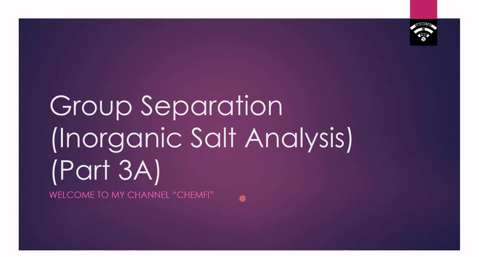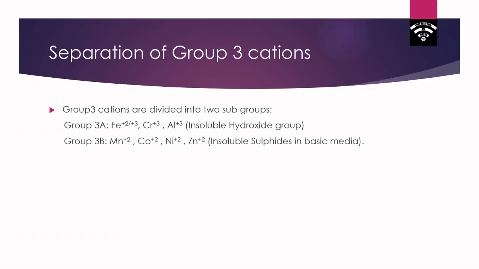Today we are going to discuss the group separation of the group 3A cations. Group 3A cations are divided into two subgroups. One is group 3A, which contains ferrous ion, ferric ion, chromium plus 3, and aluminum plus 3, and group 3B contains manganese plus 2, cobalt plus 2, nickel plus 2 and zinc plus 2.